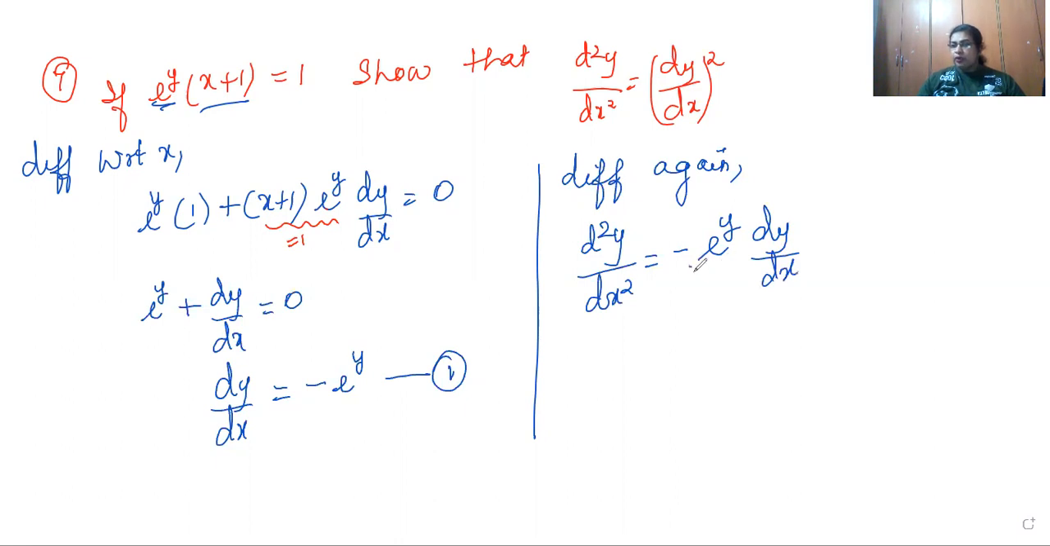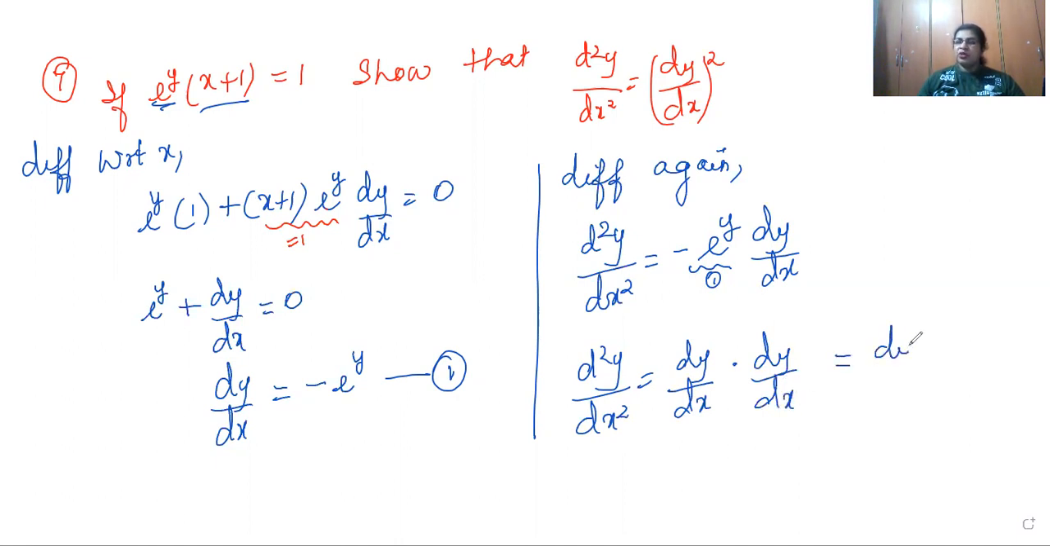Now go to equation 1. Who is minus e power y? This is dy by dx. So therefore d square y by dx square is equal to, from equation 1, this is dy by dx into dy by dx. What is dy by dx into dy by dx? You are getting dy by dx the whole square. So very simple, the second order derivative, one of the definite questions which will come in your exam.